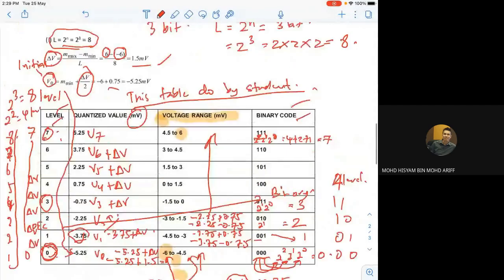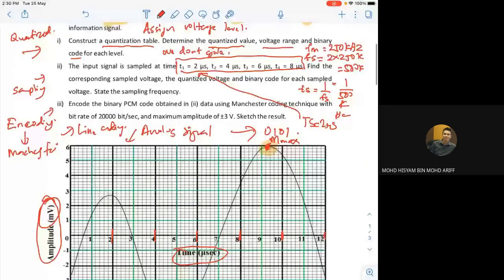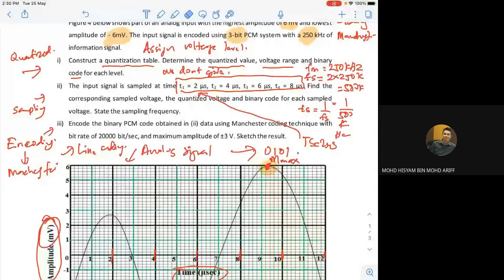Okay, remember last time I said you have a sample every 2 microseconds. Why? You take the sampling time, 1 over f, and you get 2 microseconds. In this case, they limit you to T1, T2, T3, T4 only.